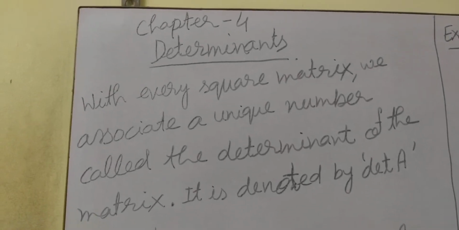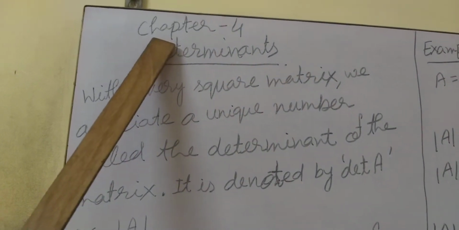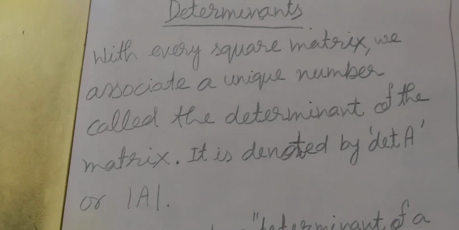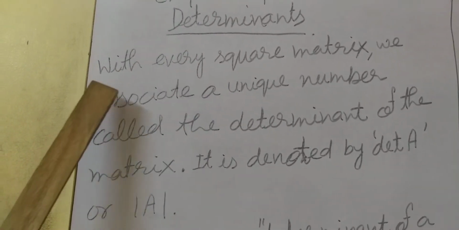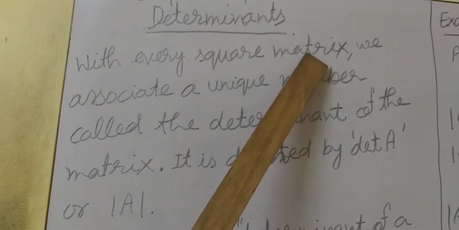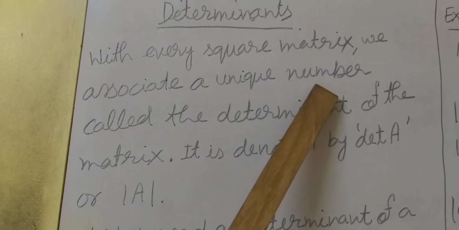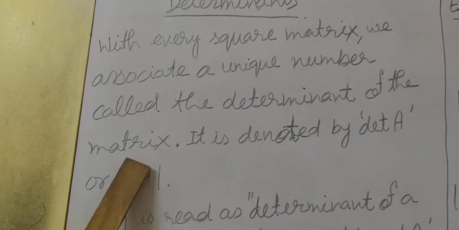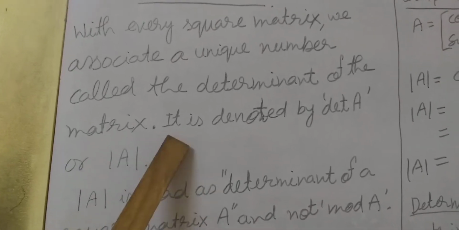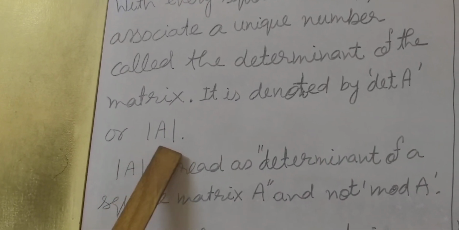Good morning, students. Today I am going to start new chapter 4, determinants. What is a determinant, student? With every square matrix, we associate a unique number called the determinant of the matrix. It is denoted by det A or determinant of A.